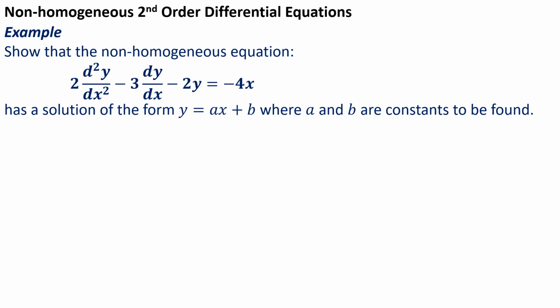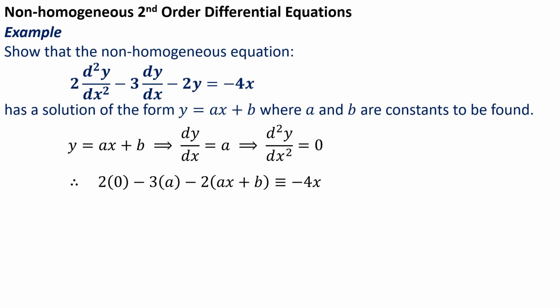So because the right hand side was linear, I'm going to use something linear as my general format. Let's see what happens. If we assume that y equals ax plus b is a solution, then the first thing I do is I find values for dy by dx and d2y by dx squared. And then I substitute those into the original differential equation.